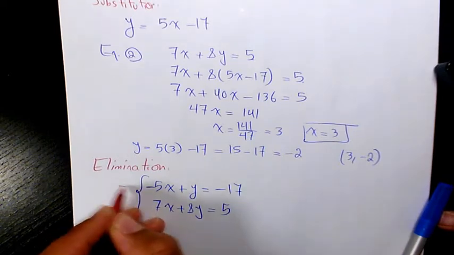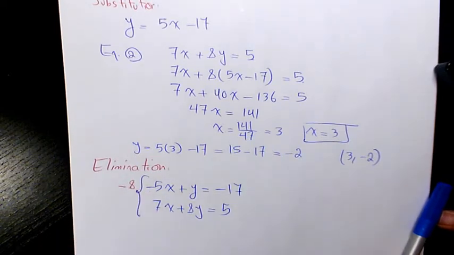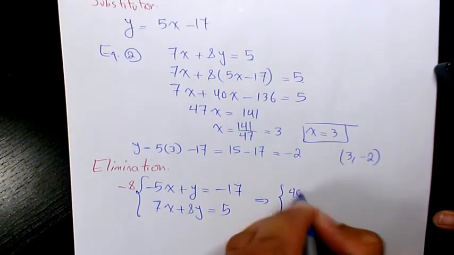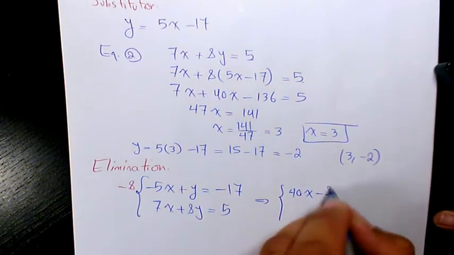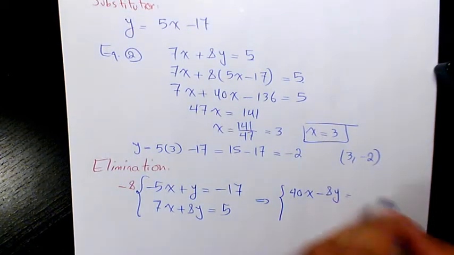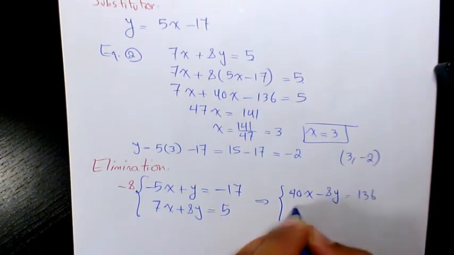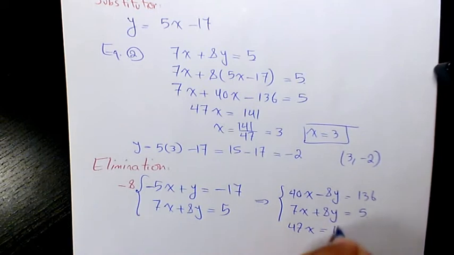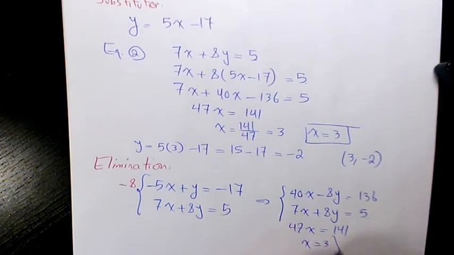So in order to keep it as simple as possible, I multiplied the first equation by -8. So that's going to be 40x minus 8y equals 136, and 7x plus 8y equals 5. So 47x equals 141. So x will be 3.